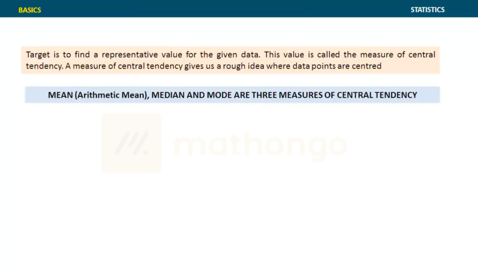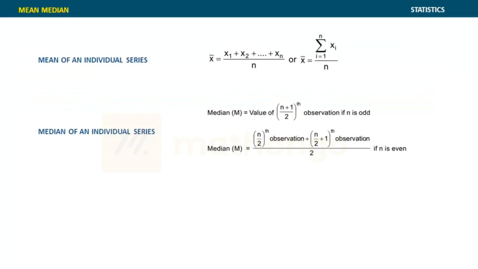So we know that there is something called measure of central tendency, and for that we use mean, median and mode as the three measures of central tendency, right? What do you mean by central tendency? It gives you the representation, or representative, of a set. Okay, let's talk about mean and median, which you people already know.